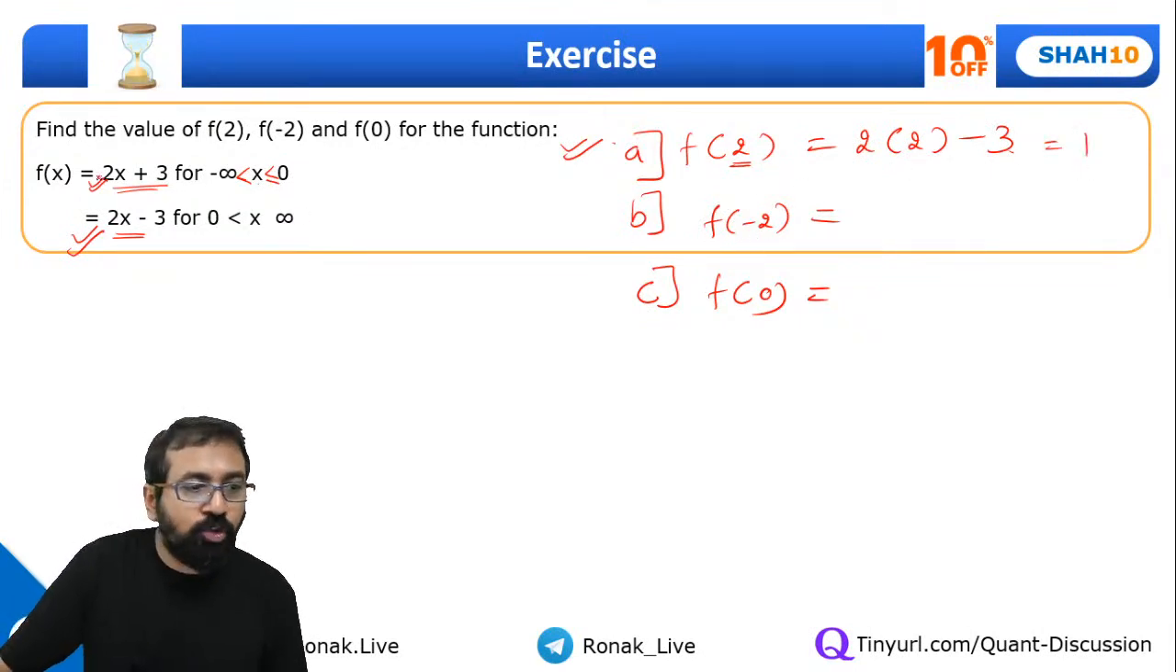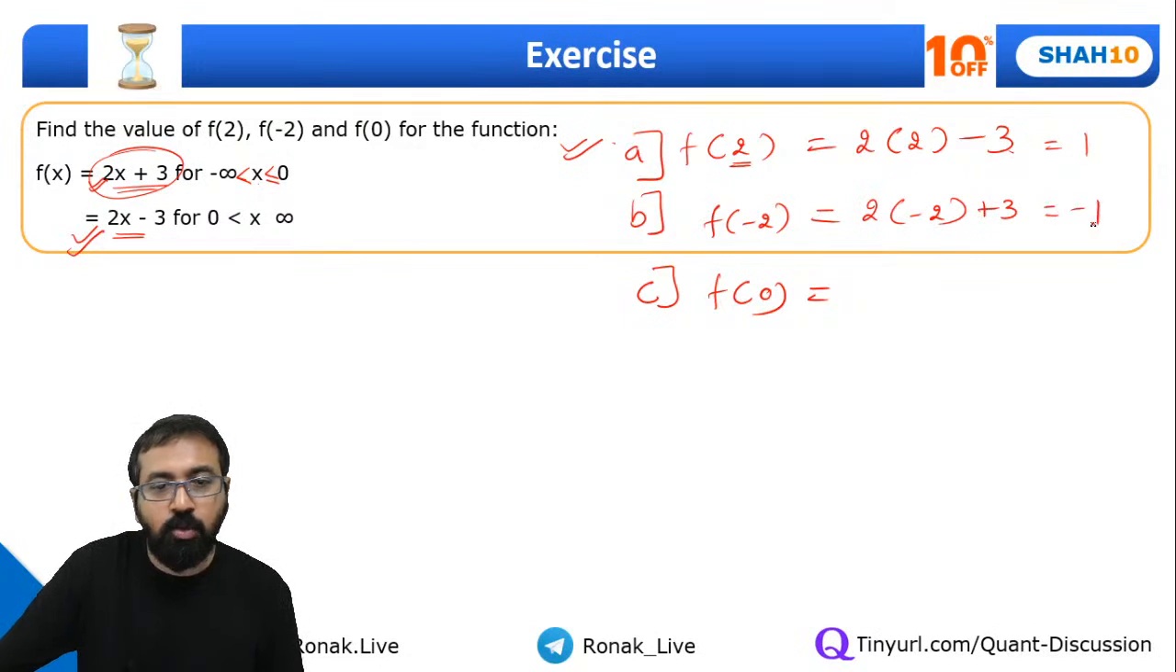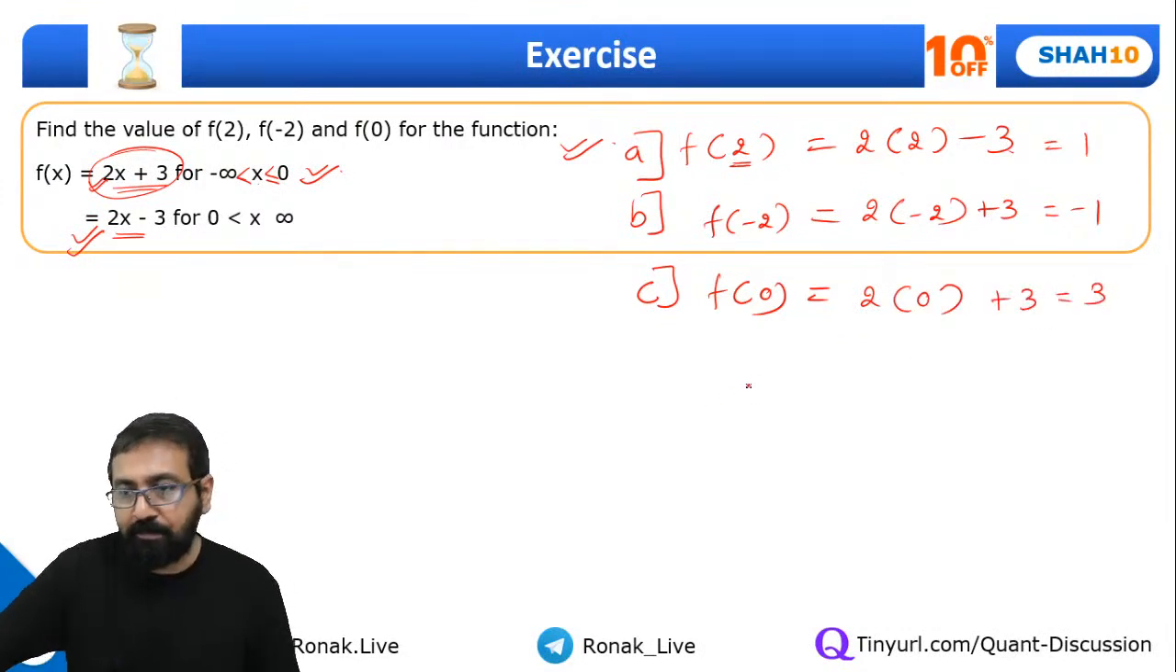Same way, f of minus 2. For minus 2, I'll have to go with this one. So it will be 2 into minus 2 plus 3, which comes out to be minus 1. And what will be f of 0? Again, we'll have to follow this. So it will be 2 into 0 plus 3, so the result will come out to be 3.